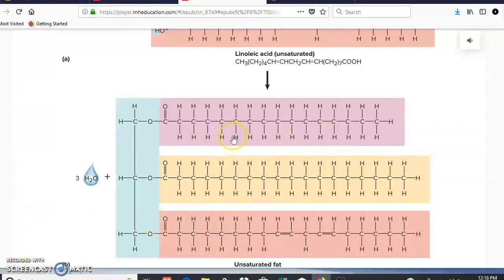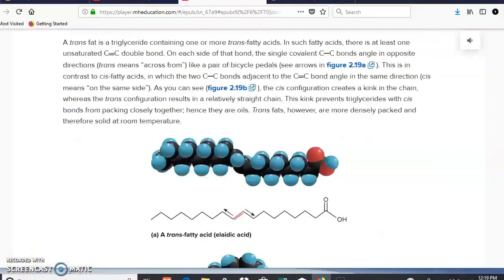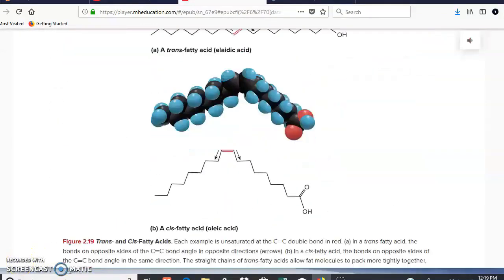If you look at this, every single carbon is combined with hydrogen. But looking here, they don't have hydrogen here, therefore this is called unsaturated fat. If you have hydrogens everywhere without the double bonds, then it's going to be saturated fat. Okay, if we keep scrolling down, you can see here trans fats and cis fats.